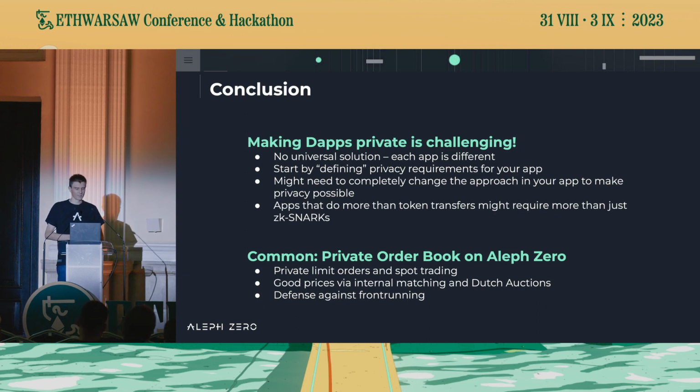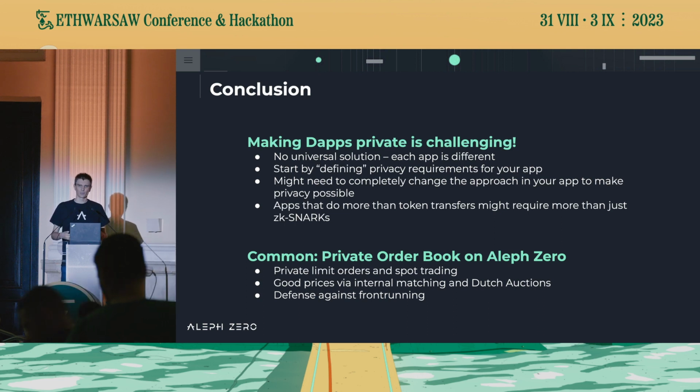So just to conclude, the general message is that making private dApps is not so simple, and I think it's very case specific. So you really need to think about your dApp. You really need to think what are the properties that you would like to get from the privacy, and only then can you actually try thinking how to achieve that, whether snarks are enough, maybe you need some kind of stronger technology.